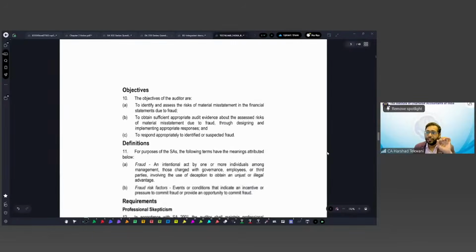See, what are the objectives of the auditor? This is what the auditor wants to achieve. He has to achieve at the end to identify and assess the risk of material misstatement in the financial statement due to fraud. So the auditor has to identify and assess the risk of material misstatement. Okay, this is something the auditor has to achieve.